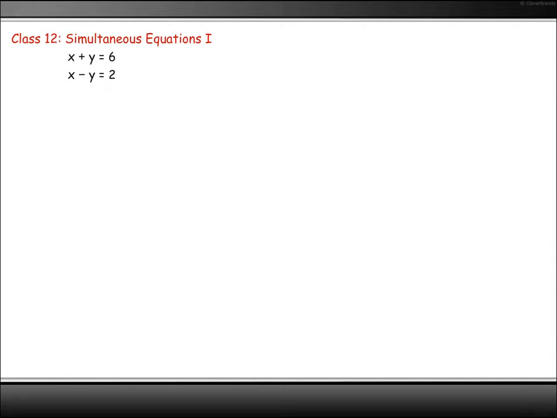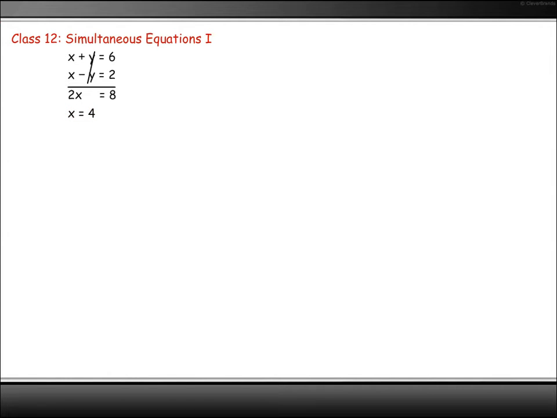You need a technique for solving for x and y. You can add the two equations together. X plus x is 2x. The y's cancel. 6 plus 2 is 8. Solving for x gives x equals 4.